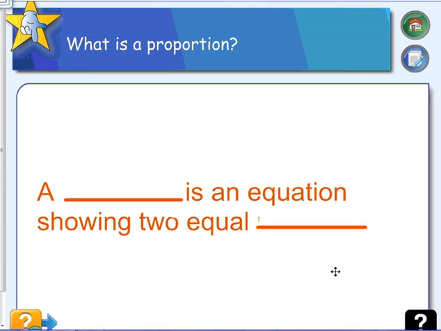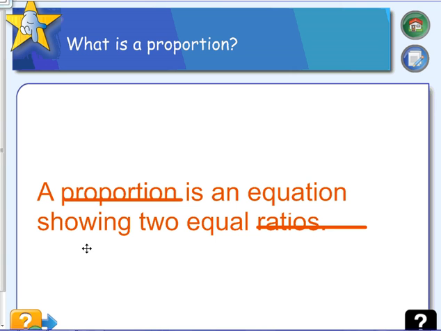All right, today we're going to be talking about proportions. We've been working a lot with ratios, which is where you're comparing two things, but today we're going to switch over and talk about a proportion. A proportion is an equation showing two ratios that are equal, two equal ratios.